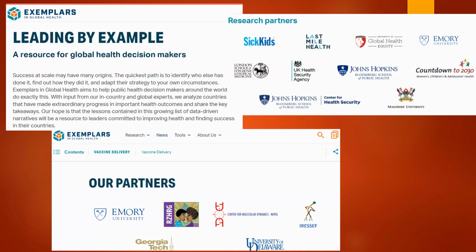Exemplars means different determinants: vaccines, maternal health, neonatal health, stunting, and others. They go to developing or low-income countries that are showing exemplary work in improving the status, whether it's immunization coverage, reducing the stunting problem, or increasing the nutritional value of food in that country. It's usually focused on low-income countries, making them examples for other countries to follow. They try to find out what that particular country has done well, so other low-income countries and some middle-income countries can learn. So that's what Exemplars is.